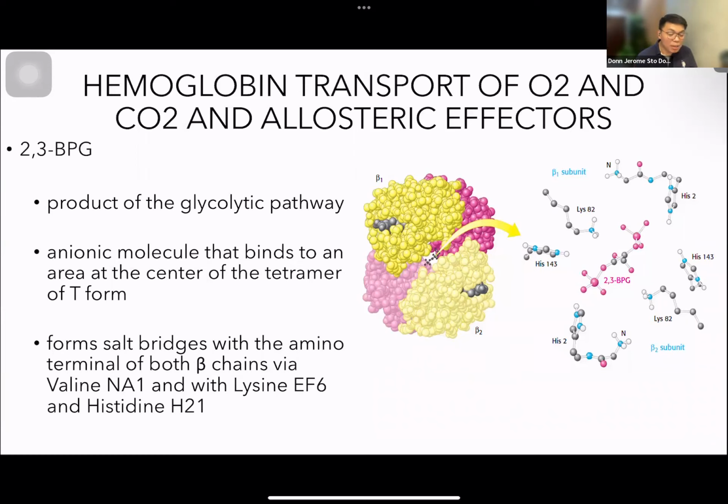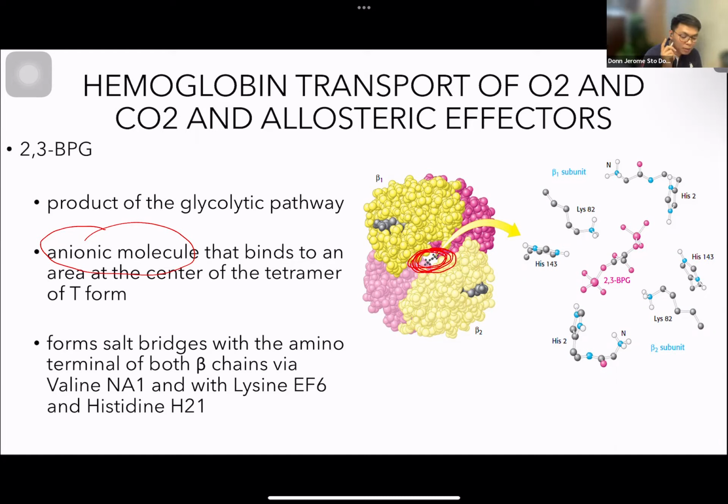2,3-BPG. 2,3-BPG is a product of the glycolytic pathway, as I mentioned a while ago. It's an anionic molecule that associates itself, kita nyo dito, at the center of the molecule. So since it's an anionic molecule, will it form salt bridges, ionic bonds? Yes. So what's the form of hemoglobin that will predominate? Tense or relaxed? The tense state. High or low oxygen affinity form? The low oxygen affinity form. Okay? Ano pa? What's an important takeaway here as well?